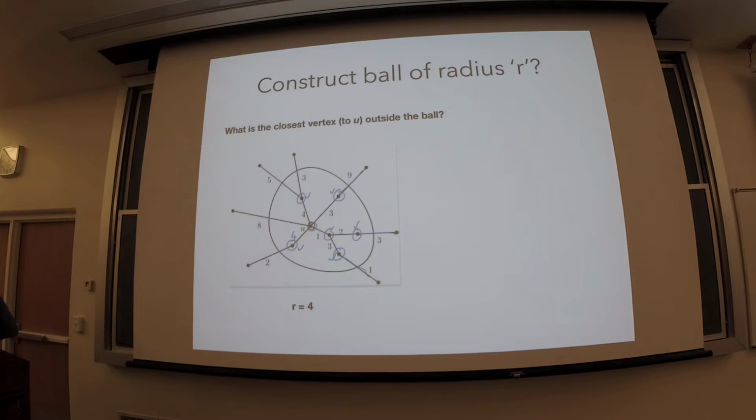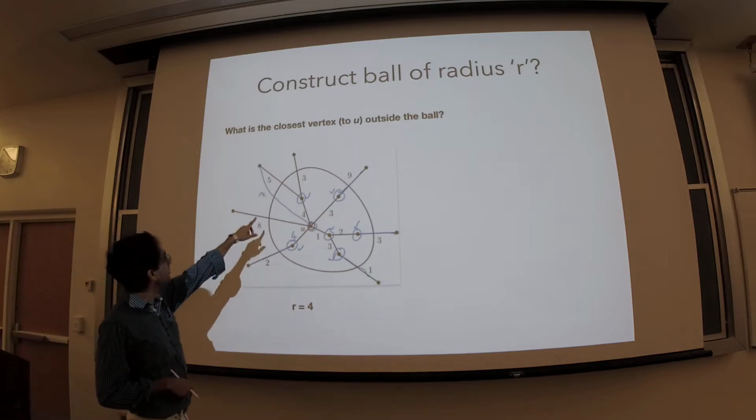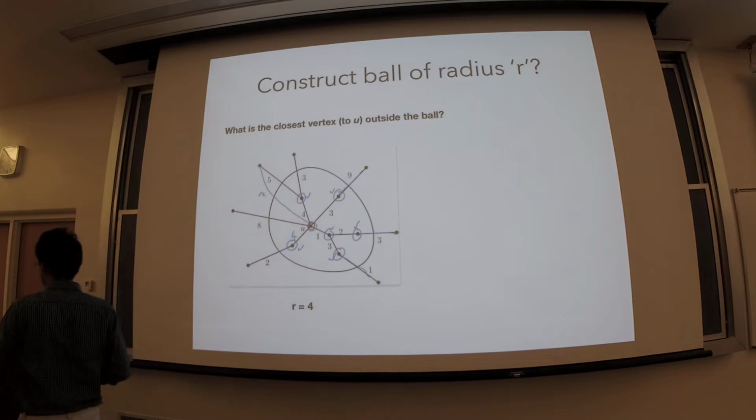You could also have multiple paths to the same vertex. Let me draw one such thing. Maybe for this vertex, you also have a path from U itself, which is of length 7. So you can have multiple paths to the same vertex. Now, what is it that you do? You look at all the edges that go out.